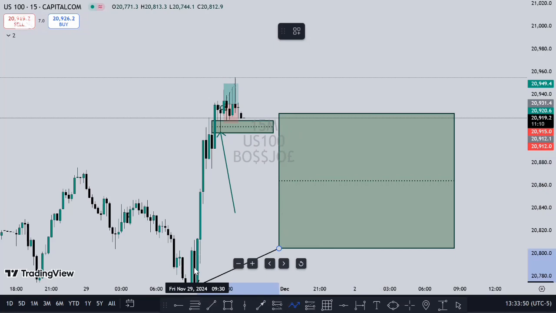So fair value gap simply is a range in price delivery. You can write this down if you like. Fair value gap is a range in price delivery where one side of the market has liquidity. How many of you know what liquidity is?